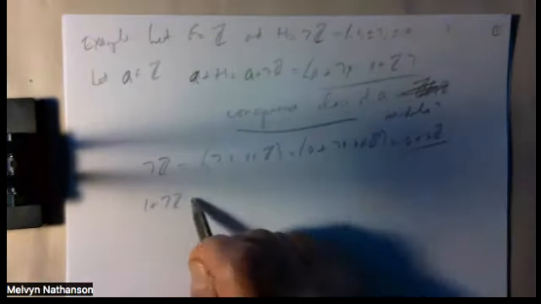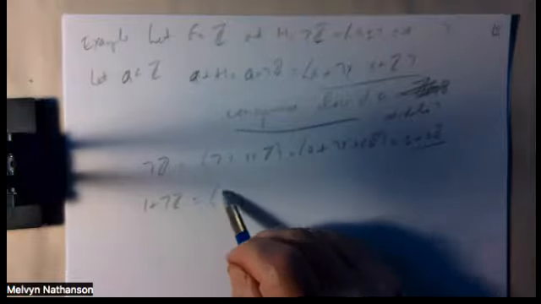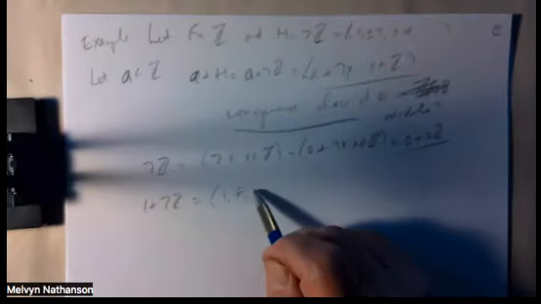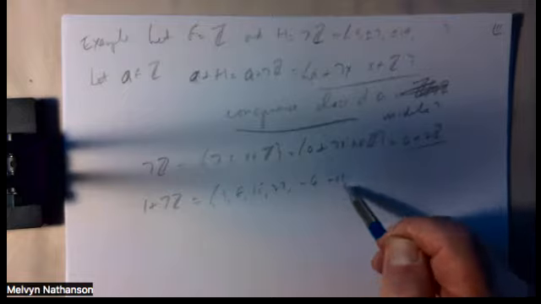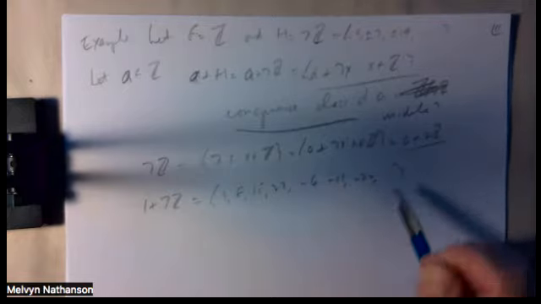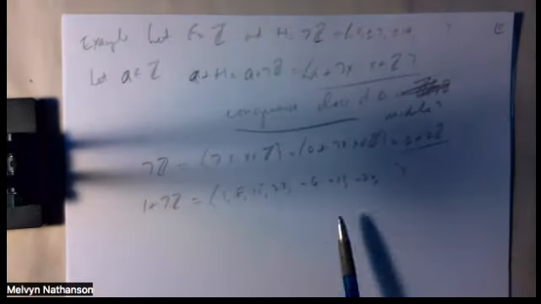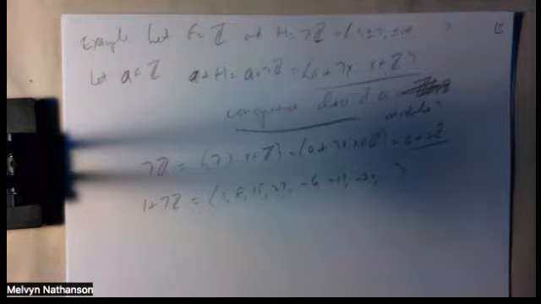1 plus 7Z is the congruence class of 1. What is it? 1, 8, 15, 22, minus 6, minus 13, minus 20 and so forth, right? Congruence class of 1. So this notion of a left coset is familiar to you in the instance of congruence classes mod m.